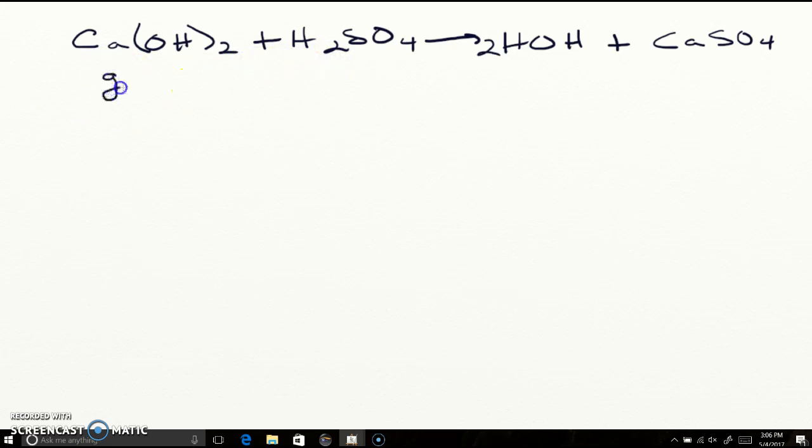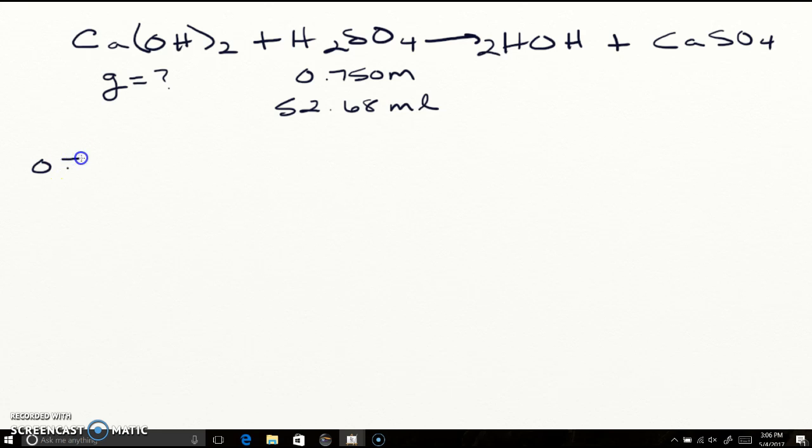Now here's my unknown. This is what I'm looking for. I want to know how many grams. What's given to me is the molarity. It's 0.750 molar sulfuric acid, and then it gives me 52.68 milliliters of this acid. So I'm going to start with the acid because it's going to help me transfer on over to calcium hydroxide.